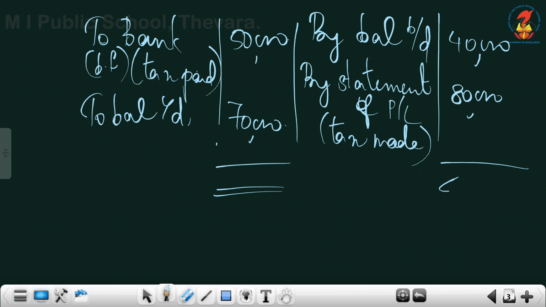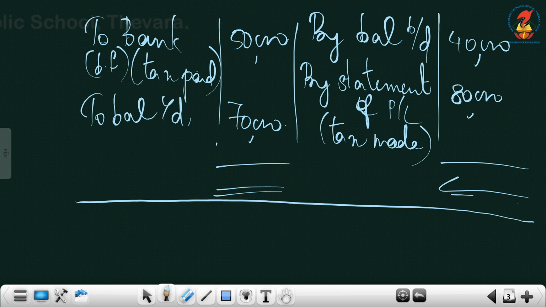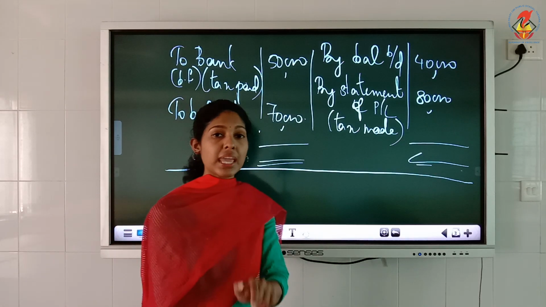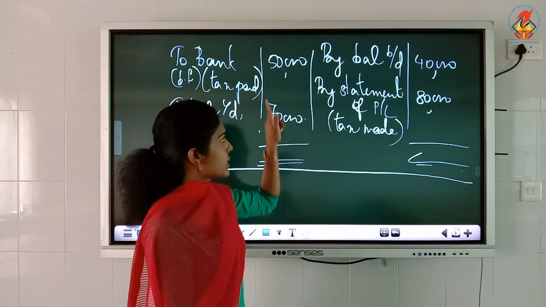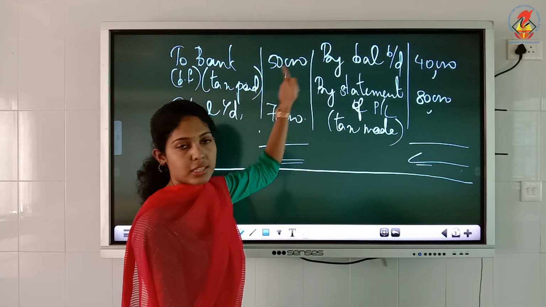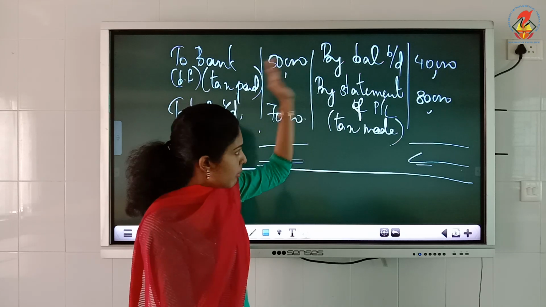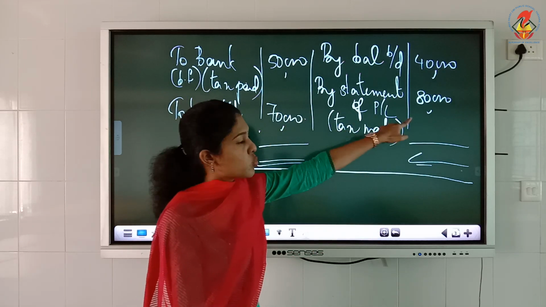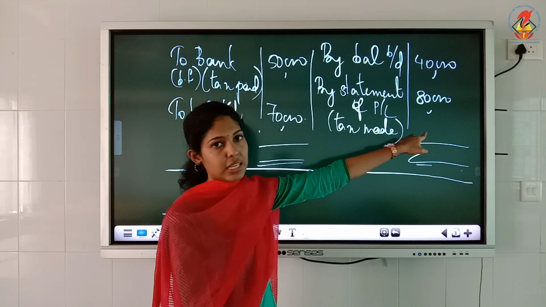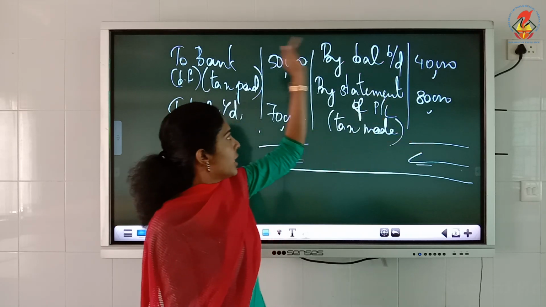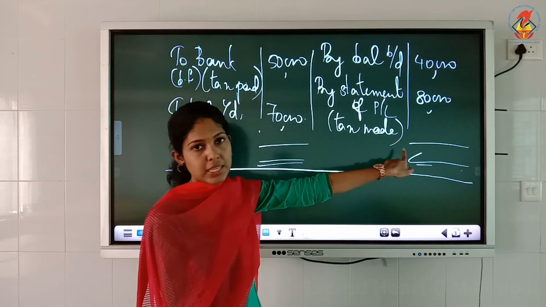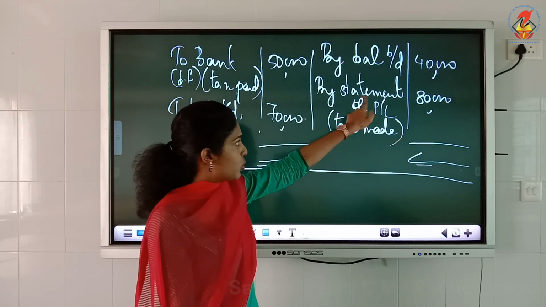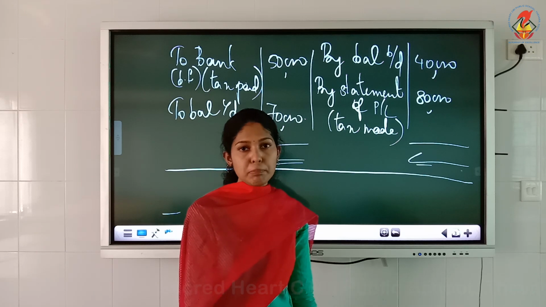Understood? Now in case tax paid was given in the question, what will you do? After you write the opening and closing, you will write to bank, the paid figure. Then balance this account. This will be the balancing figure in that case. If tax made is given, paid will be the balancing figure. If paid is given, made will be the balancing figure, which we have to write as by statement of P&L.